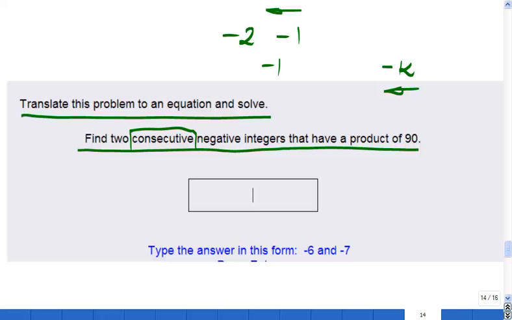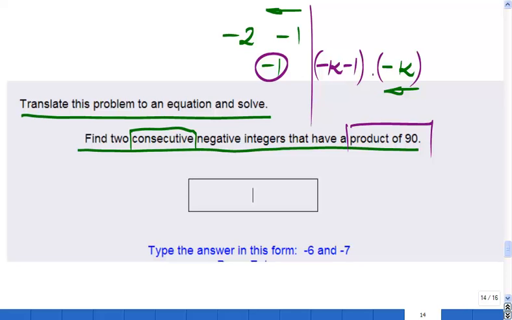the next consecutive integer, I'm going to the left, will be negative k minus 1, because negative k minus 1 is exactly the next one, the one that will be lower than my negative k, less by 1, okay? Their product is 90. So if I'm multiplying my two numbers here, negative k minus 1 and negative k, they will give me 90. And that's your equation now.